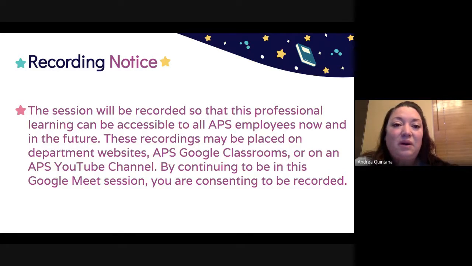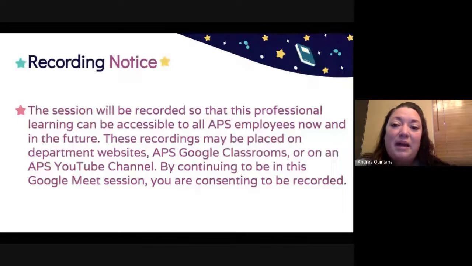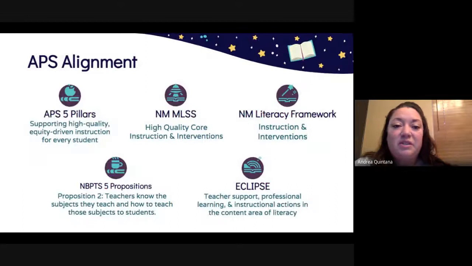As we continue on today, again, Abby mentioned that this is all about small groups, and we do have lots of other sessions coming up around literacy as well. But just so you know that this presentation aligns with the APS 5 pillars, New Mexico MLSS, which we'll talk a little bit about today, the New Mexico Literacy Framework, as well as Eclipse and national boards. So if you are looking for some alignment, you're in the right place.